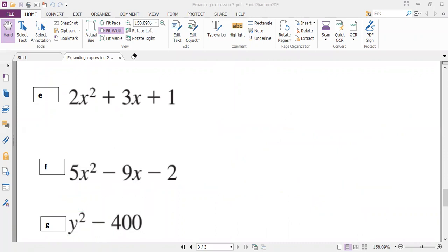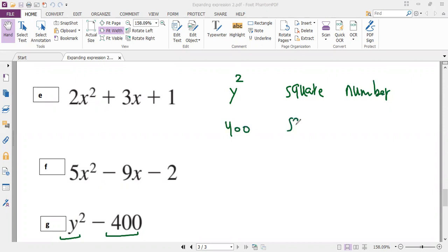What about y squared minus 400? You know, there are two terms, not three terms. They're called binomial. And if we focus on y squared and minus 400, you'll find that y squared is a square number. And 400 is a square number. The meaning of a square number is that it has a square root. So how can we factorize it?